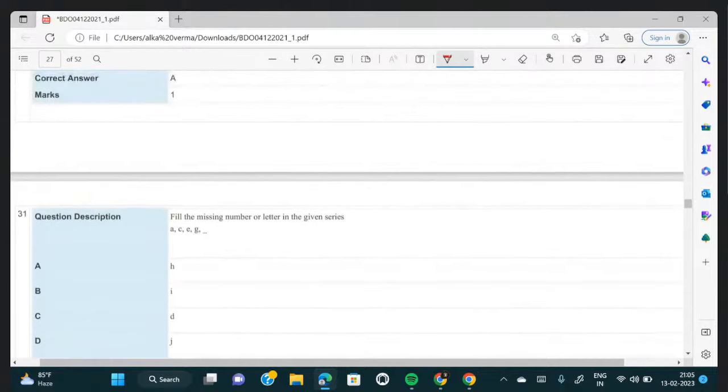Question number 31. I think none of the competitive exams will ask such an easy question which GPSC is asking. What is it asking? A, C, E, G, dash. Now, if we study A, B, C, D, E, F, G, H, I. See the level of question. Some questions are really good. Some questions are such that even a 5th standard student can tell this.